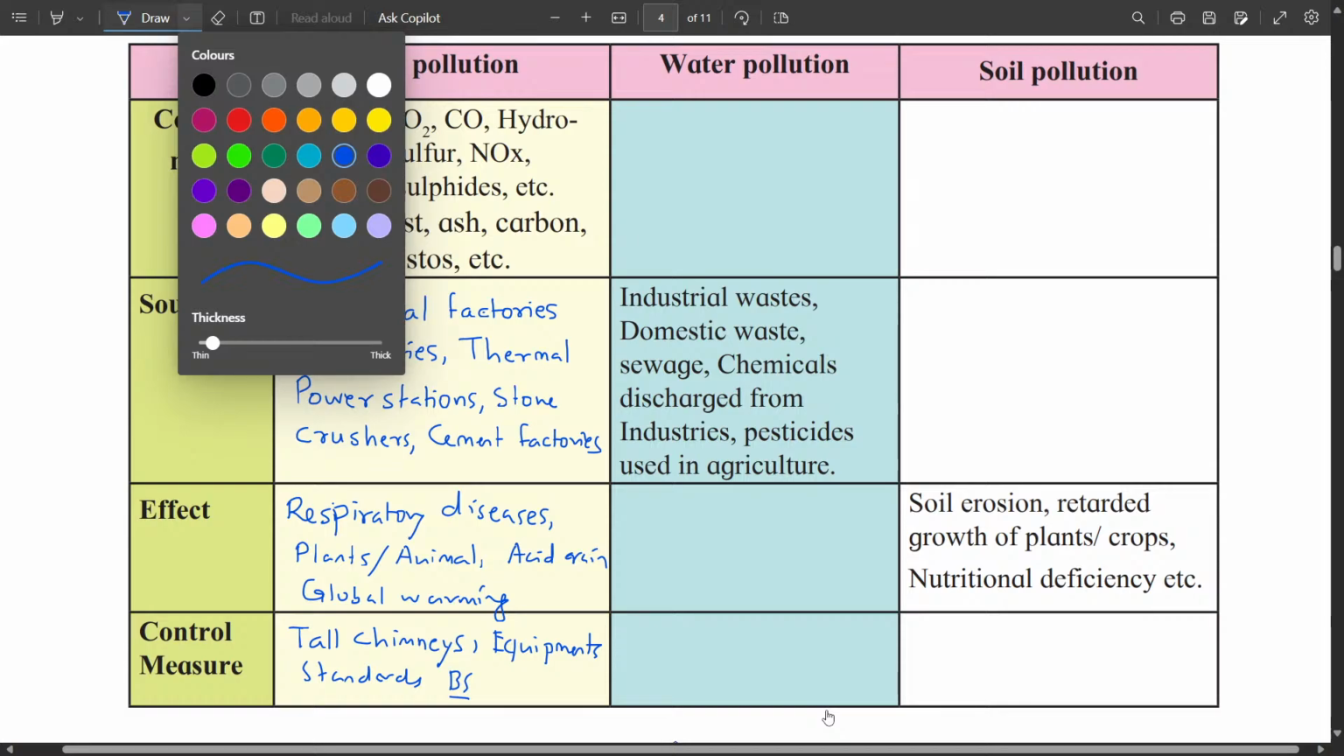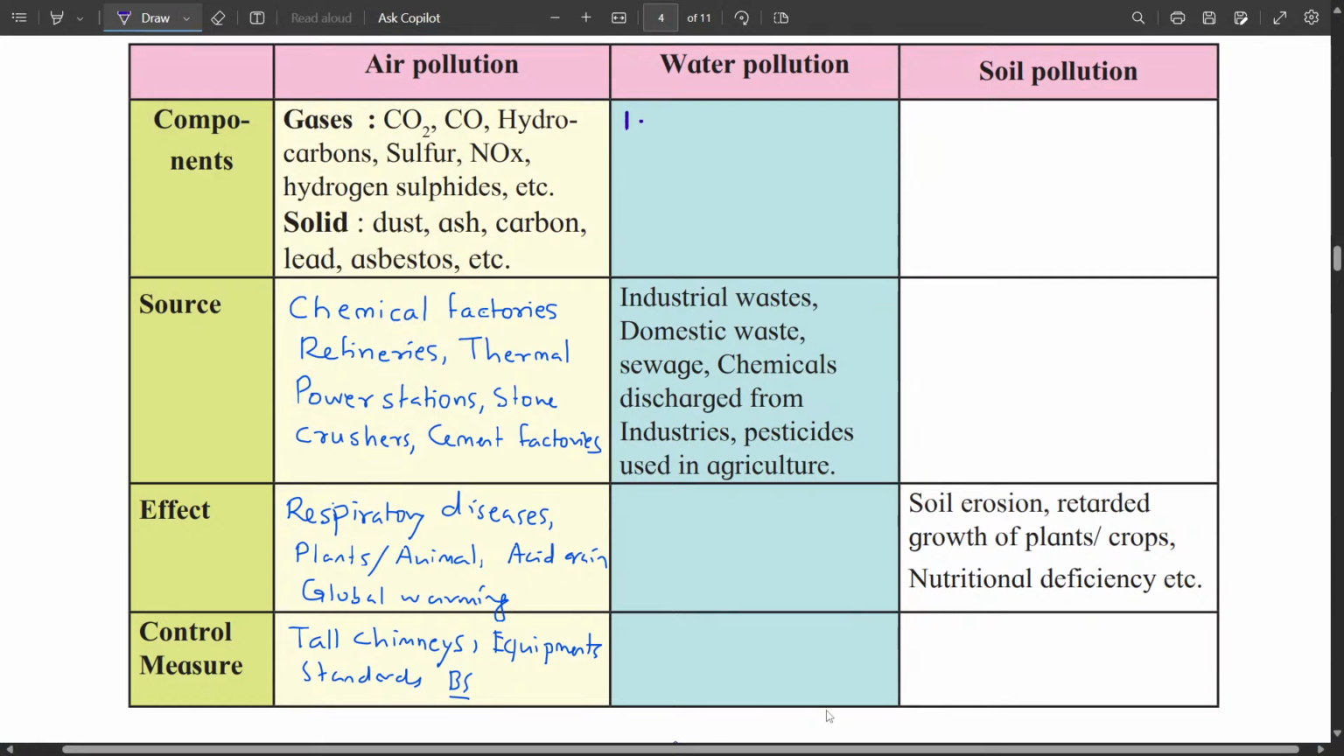Similarly, water pollution. So first we can list down the components of water pollution. What are the different components of water pollution? Two different types of components are there. One is biotic component, and in biotic component we have algae and bacteria, disease causing algae, bacteria. They are the source of water pollution. In abiotic components, we can say that sand or soil or minerals are sources of water pollution. Along with that, fertilizers and pesticides are also sources of water pollution. These are the components of water pollution, and from which sources these components come from.